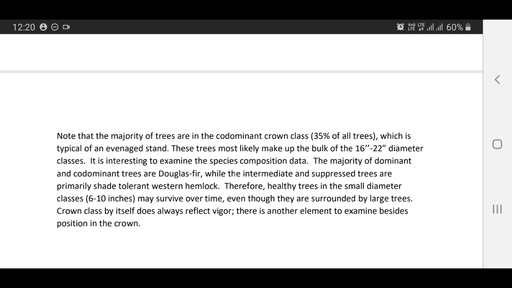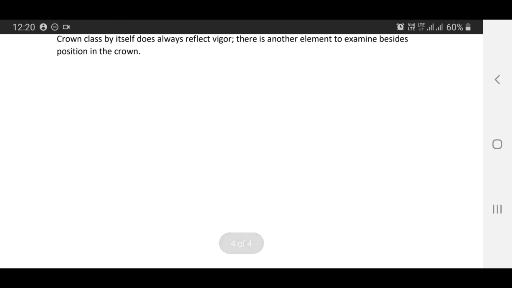Crown class by itself does not always reflect vigor. There is another element to examine besides position in the canopy. It means crown is generally used to know the bigness of the trees. If they have a good crown, it means such plants will receive proper light from all the directions, even from above the trees, and their growth and development definitely is high. Thank you for your patience in listening.